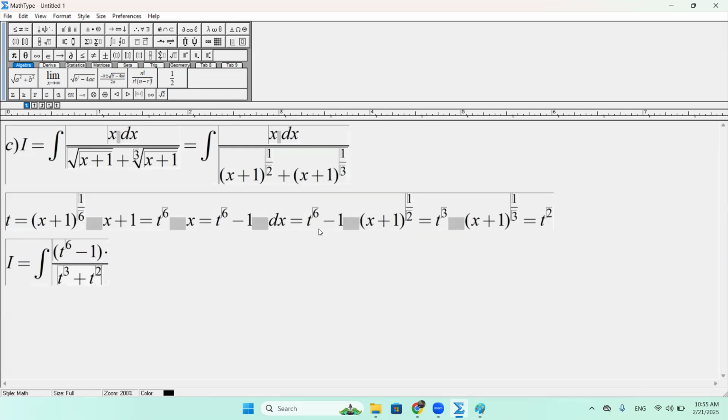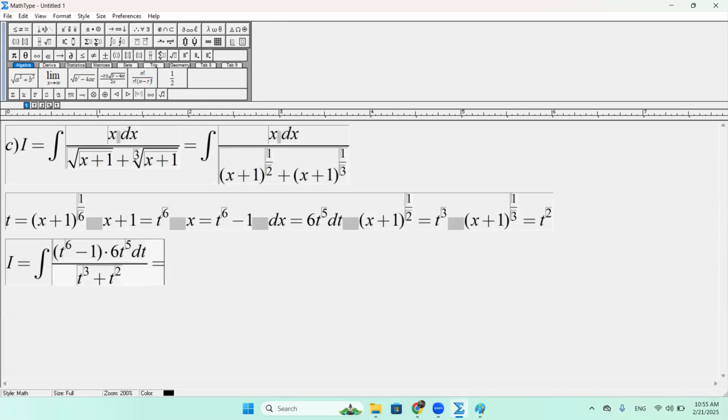Oh, stop. What's going on? Yes, something was lost. Control C. So okay, now t cube plus t square.